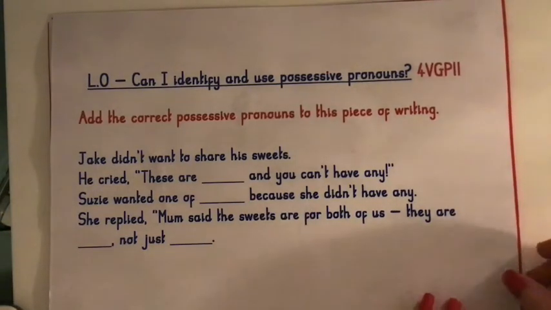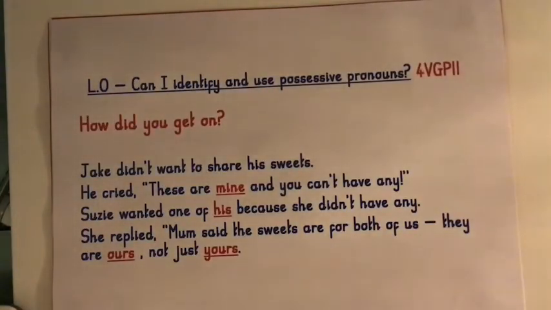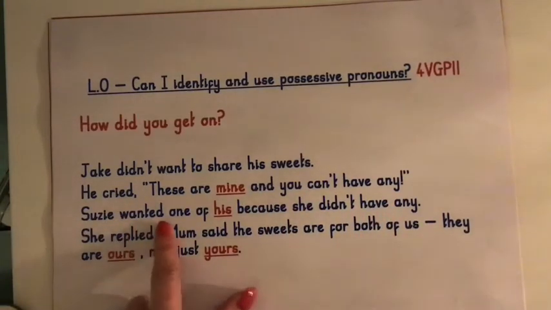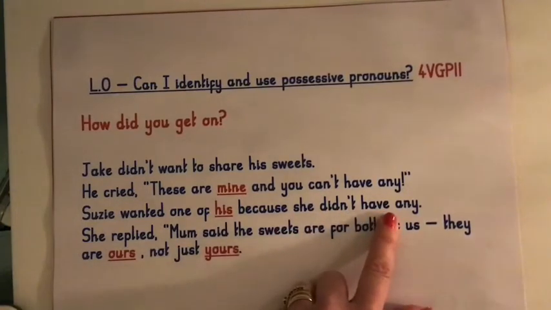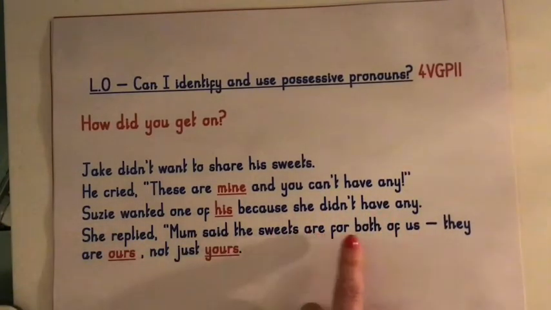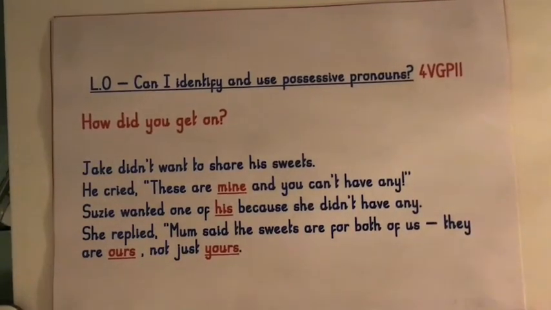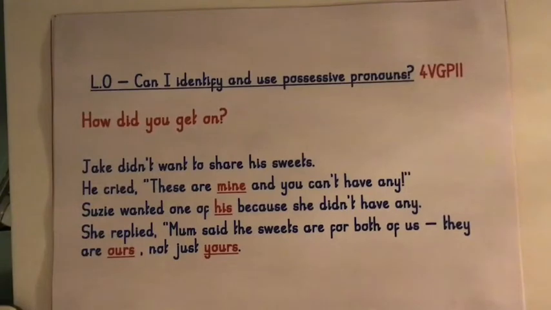Right, so hopefully you had a little go at that. So we've got Jake didn't want to share his sweets. He cried, "These are mine and you can't have any." Susie wanted one of his because she didn't have any. She replied, "Mum said the sweets are for both of us. They are ours, not just yours." Now, these kinds of words, we use them all the time in our writing, but we probably didn't notice in particular that they were possessive pronouns, meaning that they're belonging words, belonging pronouns.